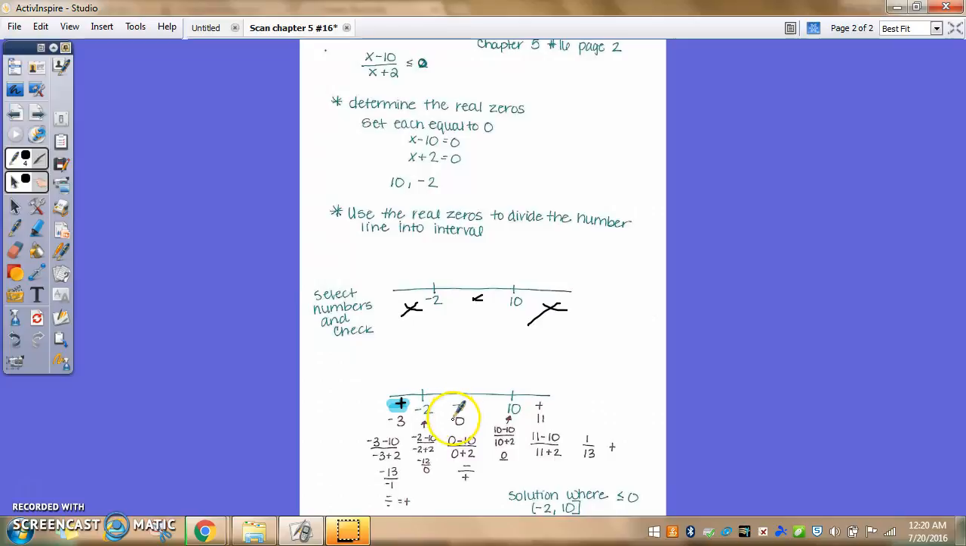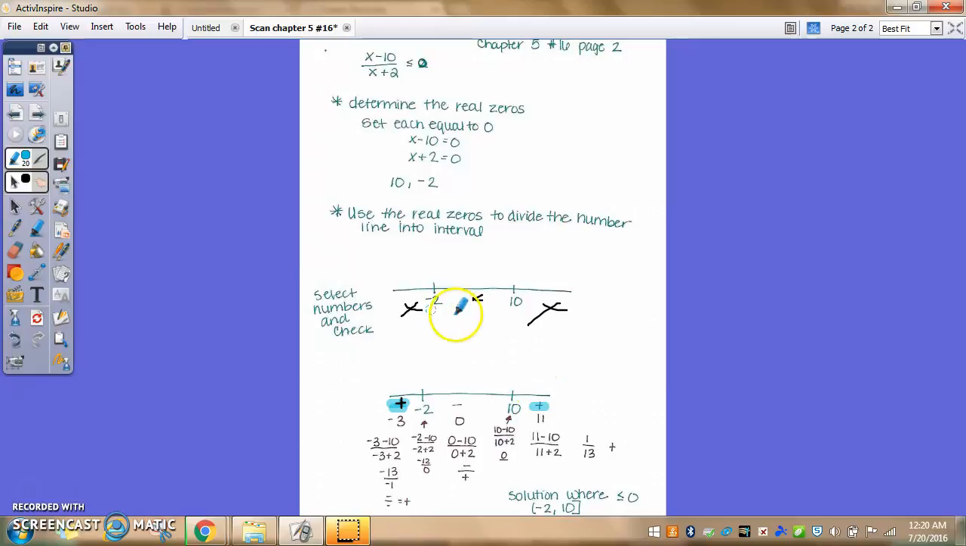I then next pick 0. When this is simplified, it would be a negative over a positive, which would be a negative. So the numbers between negative 2 and 10 would be negative. Next, I picked the number 11. Checked that. It would be a positive. So the numbers from 10 to infinity would be positive.